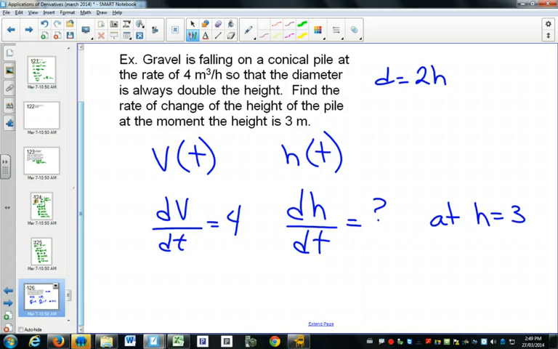But we know the diameter now. So the diameter at that time would be 6, and the radius would be 3. We'll probably need to know the radius because, how do you find the volume of a cylinder? So now this is the part where you have to figure out how to write the formula for the volume of a cone with height.